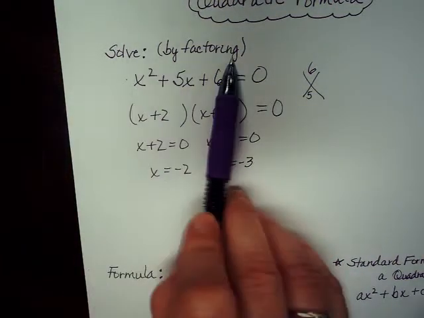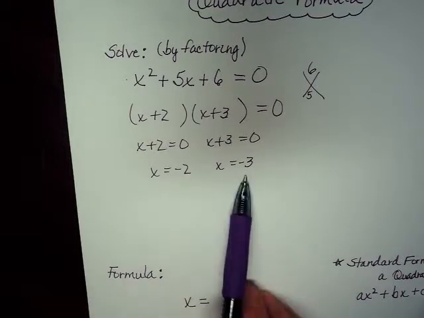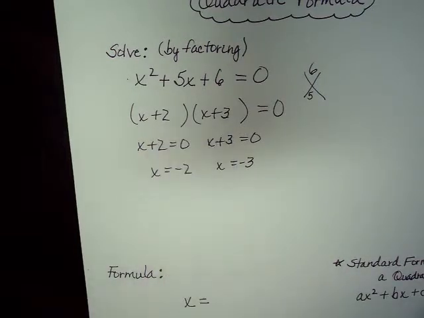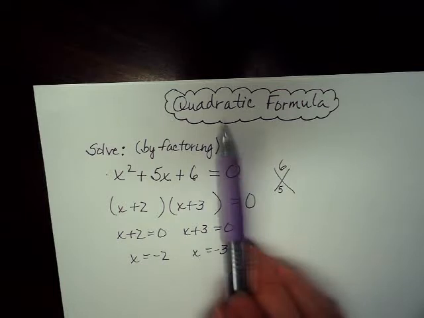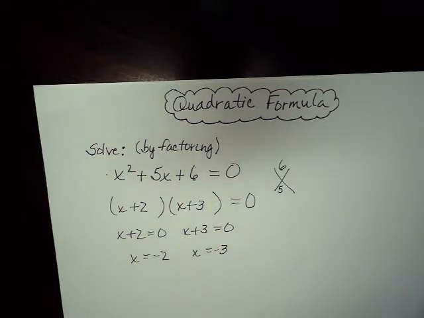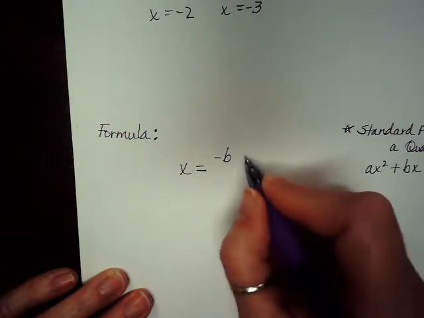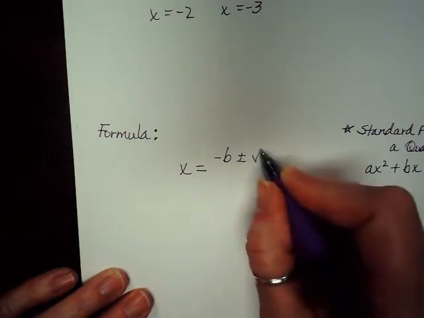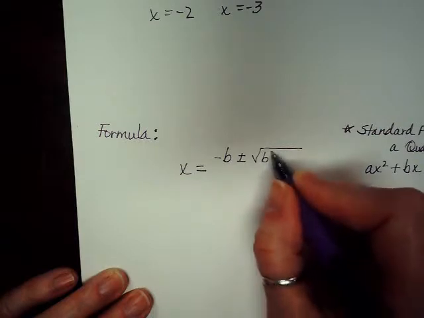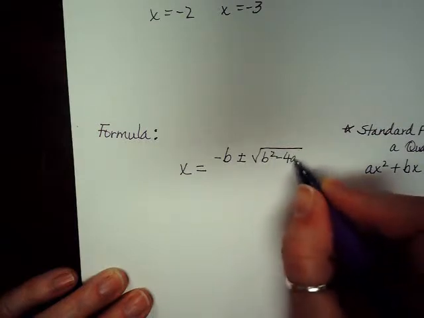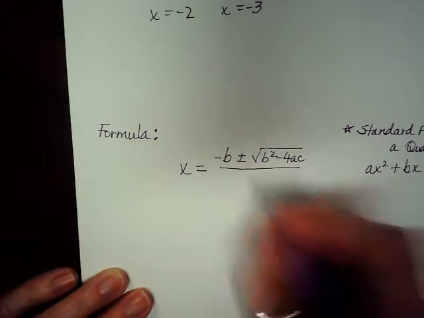Factoring works as long as these numbers come out so you can factor it. The other way to do this, and this way always works, is what's called the quadratic formula, which you've all been exposed to. So this is basically just a reminder of how to do that. The formula is, to get x, it's the opposite of b, plus or minus the square root of b squared minus 4 times a times c, all divided by 2 times a.